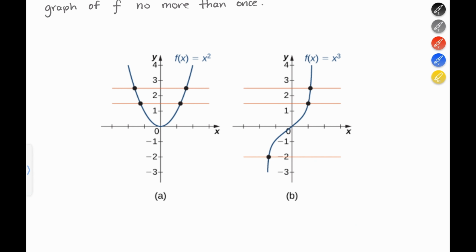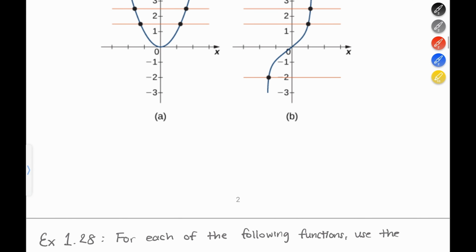So yeah, right here I drew the same thing, but it is a better representation. So this parabola f of x is equal to x squared always intersects at 2 points except for a line down there, and something like a cubic function would intersect only at 1 point.